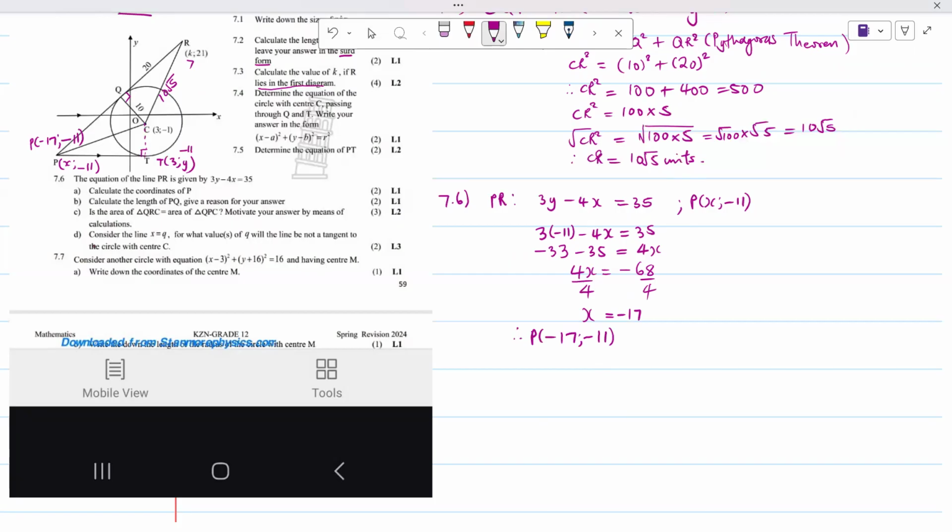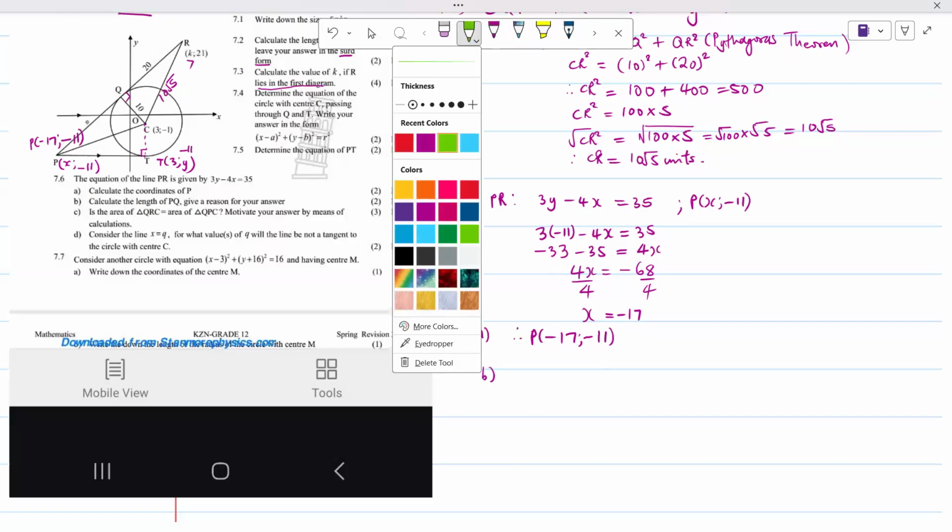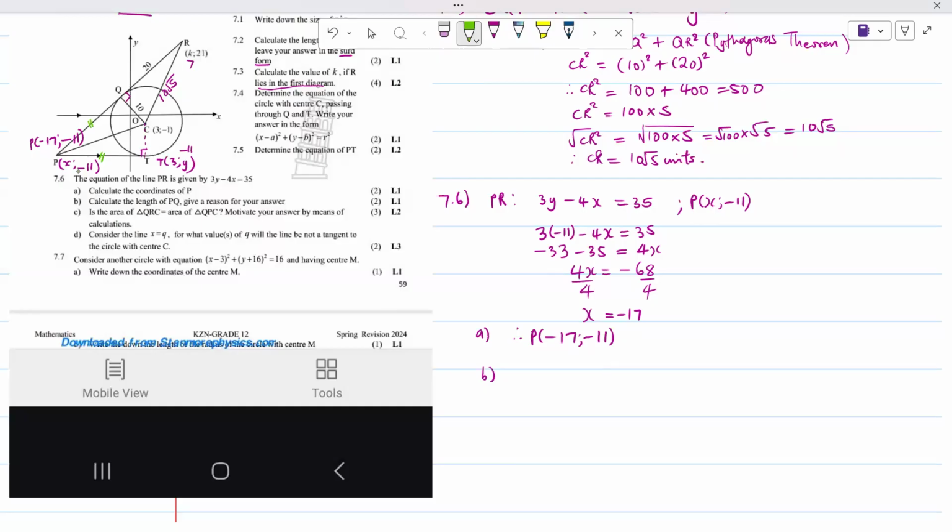Then 7.6b, they say I must calculate the length of PQ. Remember, we were told that PQ and PT are two tangents. They are from the same point, and they are tangent to the same circle. So therefore, they must be equal in length. It means if I can find the distance of PT, then the very same distance will be the same as the distance of PQ. So I'm going to say here, PT equals PQ. What will the reason be? The reason will be tangents drawn from a common point.